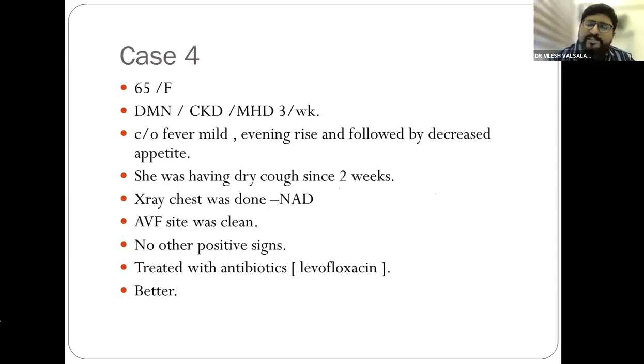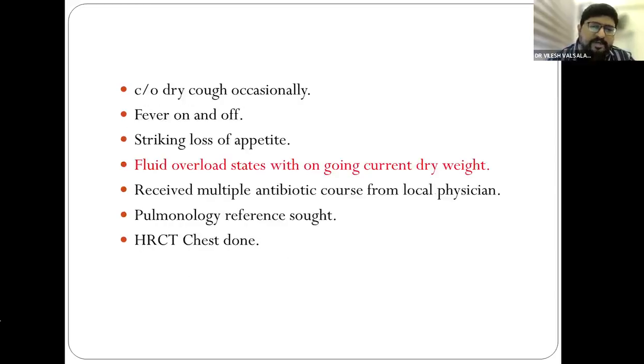The patient was routinely treated as an upper respiratory tract infection and was given antibiotics like levofloxacin. After 5 to 7 days of levofloxacin, the fever did subside for a few days, but the dry cough kept happening occasionally. The fever also started coming up on and off. But the most important thing in this patient was the striking loss of appetite. The patient always complained that she's not able to eat anything, and when food like rice is kept in front of her, she feels aversion and wants to vomit.